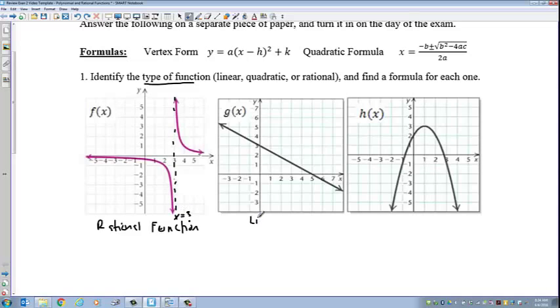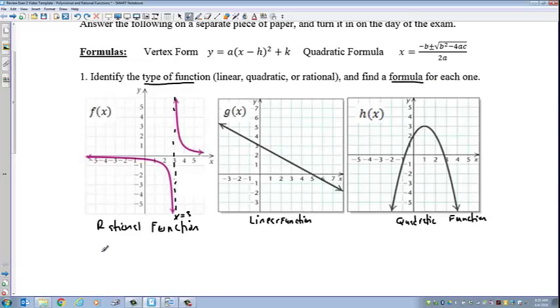This is a linear function. And of course this one is a quadratic function. For the obvious reasons that this one is a line, and this one's an upside down sort of letter U, upside down parabola. All right, so now we want to find a formula for each one.